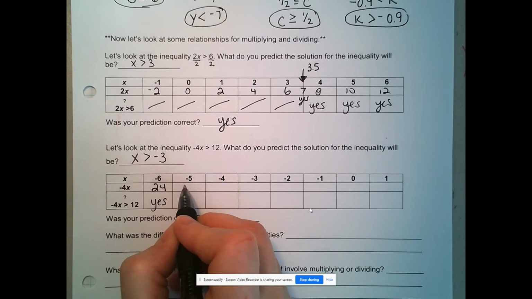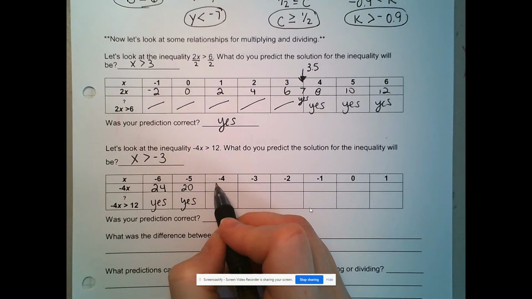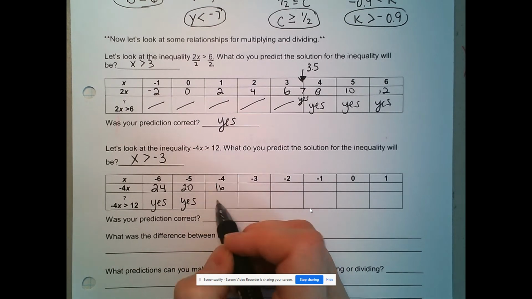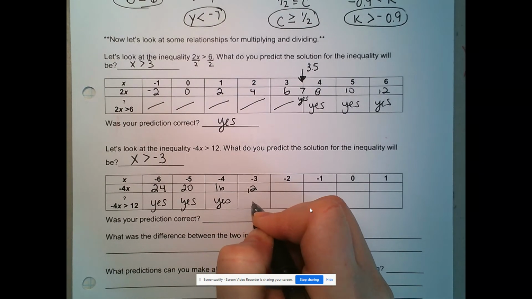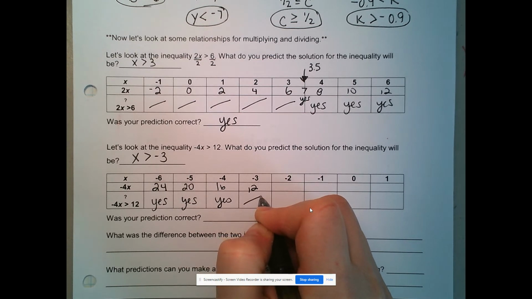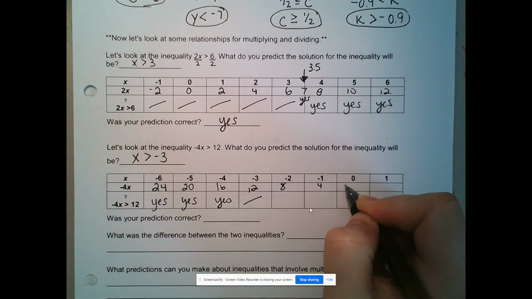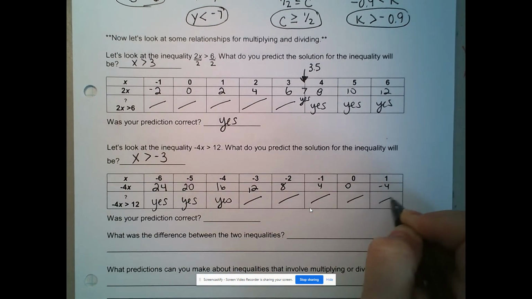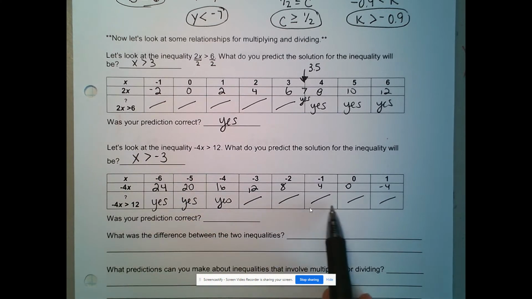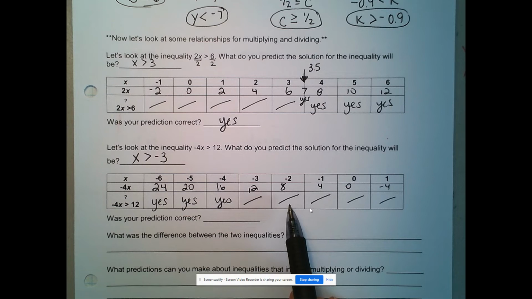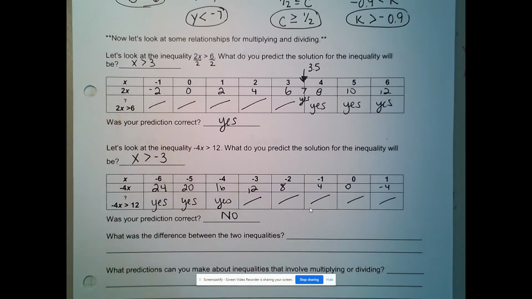Negative 4 times negative 5 is 20. Is that greater than 12? Yes. Negative 4 times negative 4 is 16. Is that greater than 12? Yes. Negative 4 times negative 3 is 12. And we would say that's a no because they're actually equal and not greater than. And all of the rest of these are also no. Now, we thought x greater than negative 3 was going to work. What we found was that all the numbers greater than negative 3 did not work. It was actually the numbers less than negative 3 that worked. So our prediction was not correct.